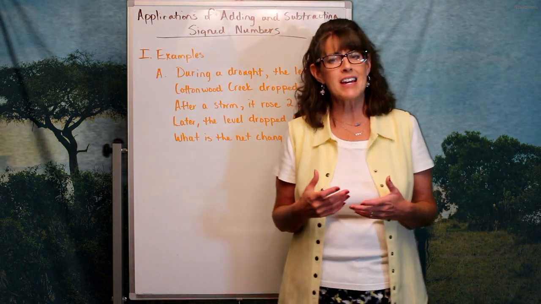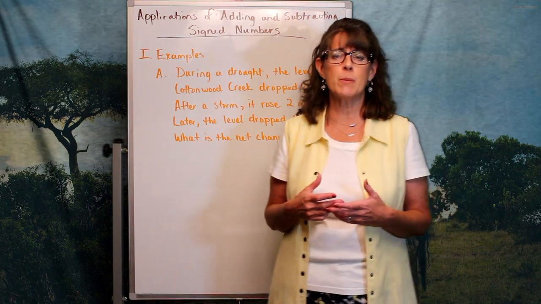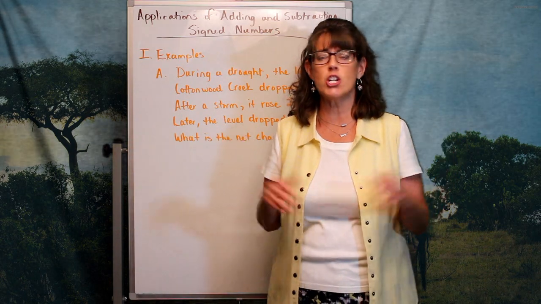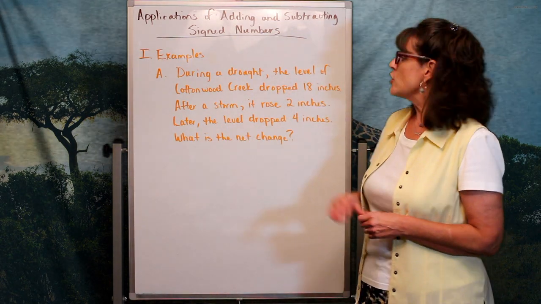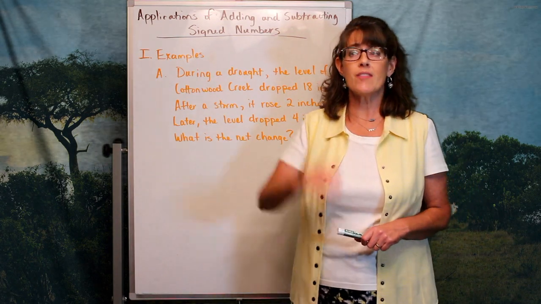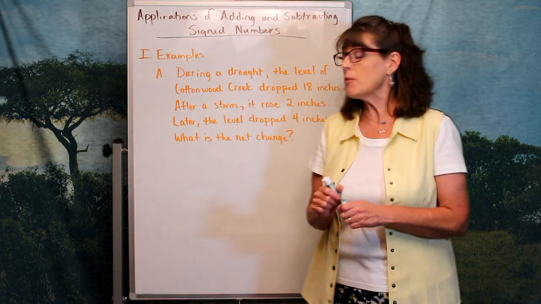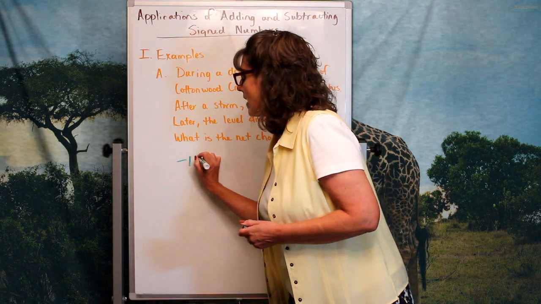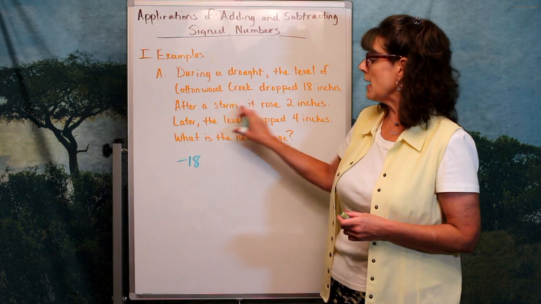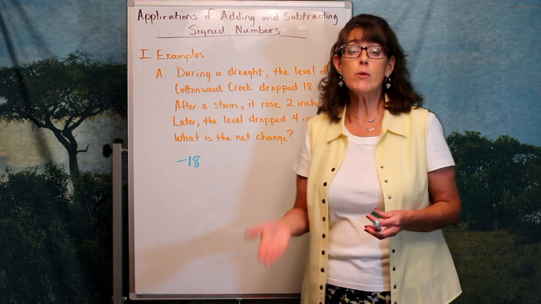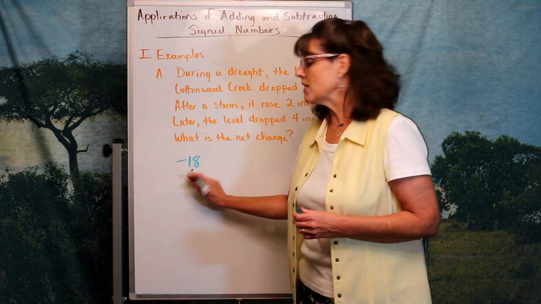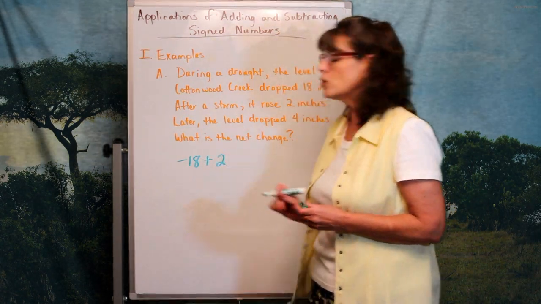This kind of goes back to that idea when I was explaining how to add sign numbers and I was talking about football, even with subtracting the sign numbers. I said, what's the net change here? Similar idea. So if the level drops 18 inches, how would we represent that it's dropping? Yeah, that would be negative. So that would be negative 18 inches for the drop. And then remember it says we've got a storm and it rose 2 inches. Well, how would you indicate rising? Yeah, that would be positive. So I'm going to take that negative 18 inches and add positive 2 to that.